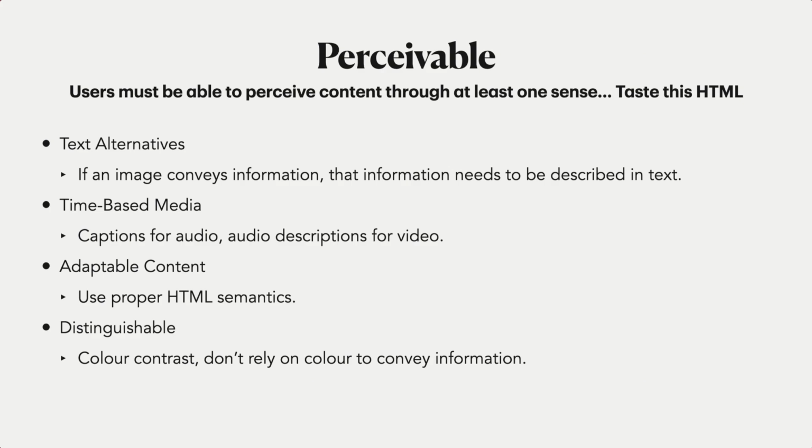The fourth area is distinguishable. Content needs to be easy to see and hear. This covers things like color contrast, where the text on your page needs sufficient contrast against its background for users with low vision or color vision deficiencies to read it. It also means you shouldn't rely on color alone to convey information. If you're showing an error message in red, include an icon or text label as well, because not all users will be able to perceive the color. Additionally, text should be resizable without breaking the layout of the page.